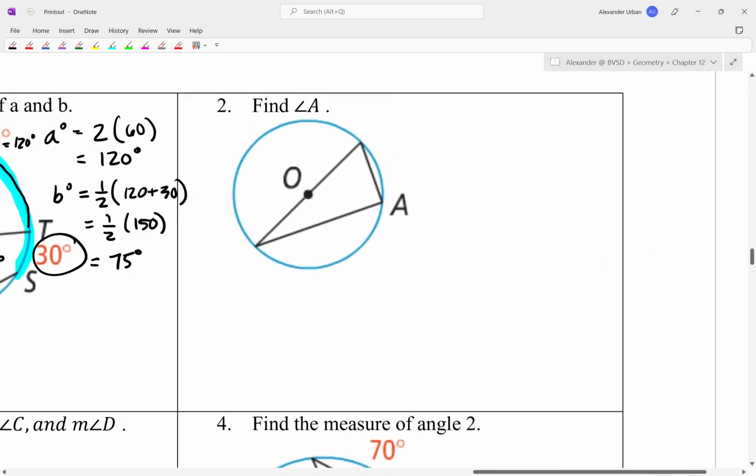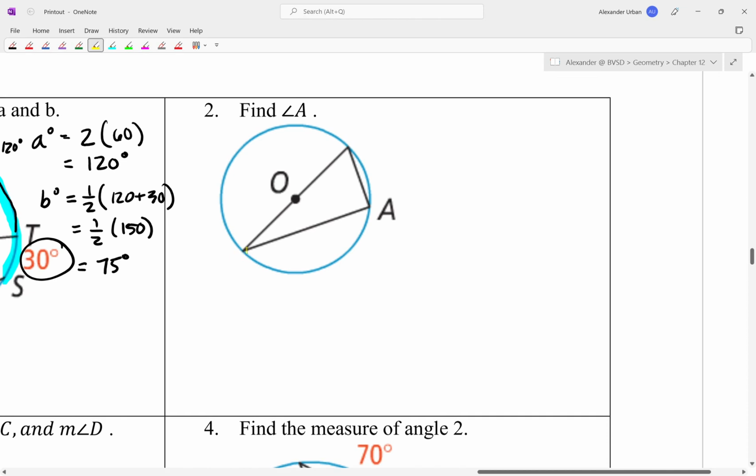Number 2, if we're looking at this, point O is actually the center, and so we are going to look for angle A. But if we're looking at angle A, I already know it's going to be 90 degrees because the arc across from it is a semicircle. So the measure of this arc is 180 degrees, and half of that is going to be 90. So the measure of angle A will be equal to half of 180, which is 90 degrees.